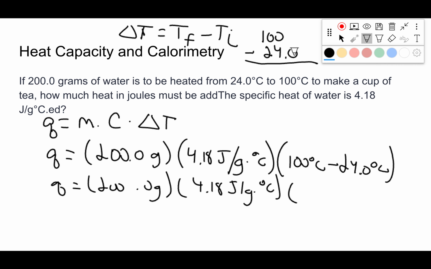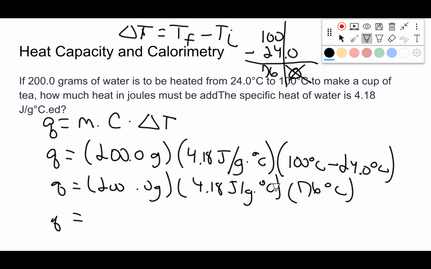24.0 has a place in the tenths. 100 has no digits past the decimal. It only has a digit in the ones place. So I'm going to cut this answer off at the decimal. When I plug it into my calculator, I do 100 minus 24.0, and it gives me 76. If I want to include a 0 there, I can, but that is not significant. So my answer is 76 degrees Celsius.